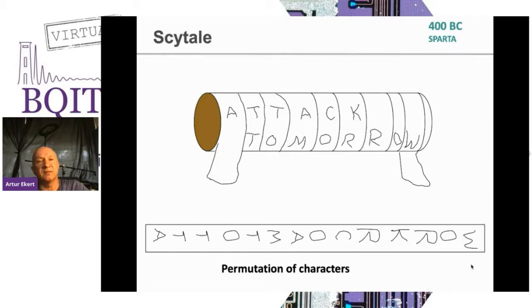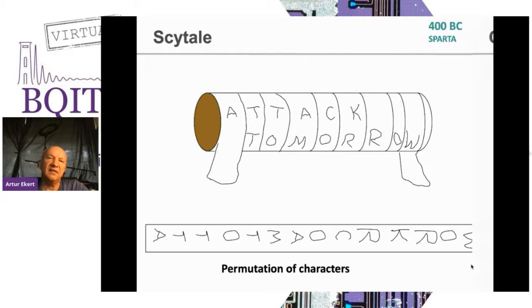Then the sender would unwrap the parchment and give it to a courier who would take it from one location to another. The receiver of the message would have a wooden baton of the same shape and the same diameter. He would take the parchment, wrap it around, and the message would reappear. It's very simple, but it's the first mechanical device we know for implementing permutation of characters for the purpose of secure communication.